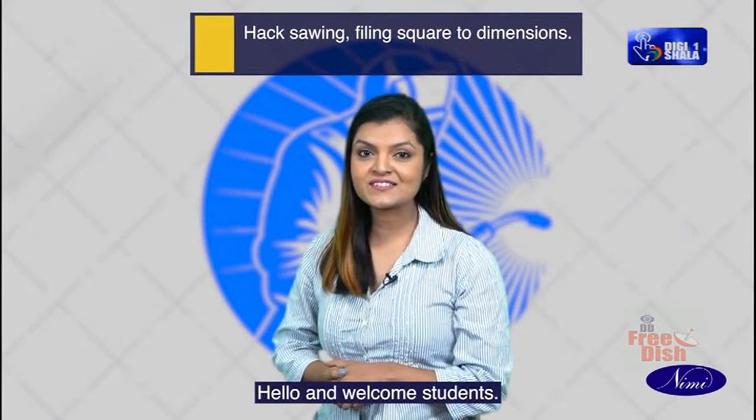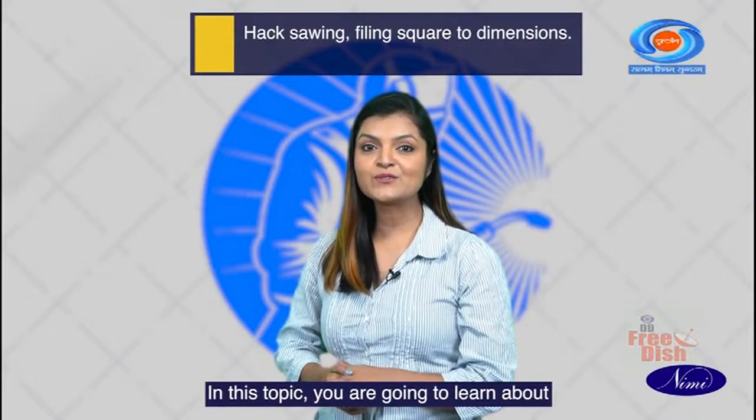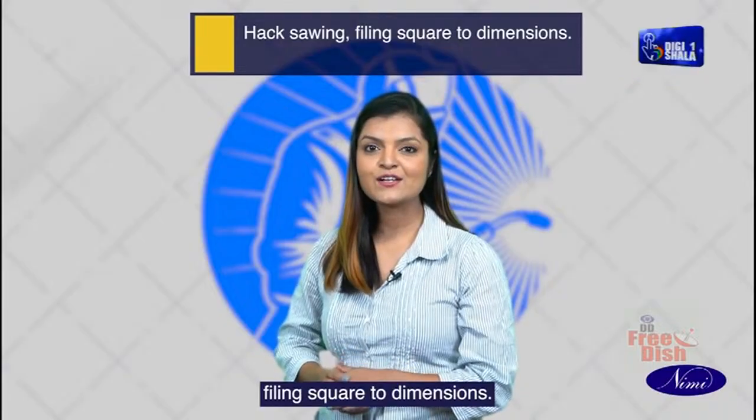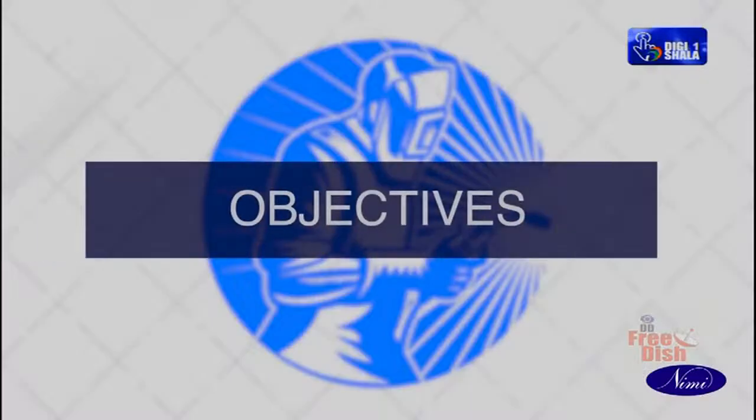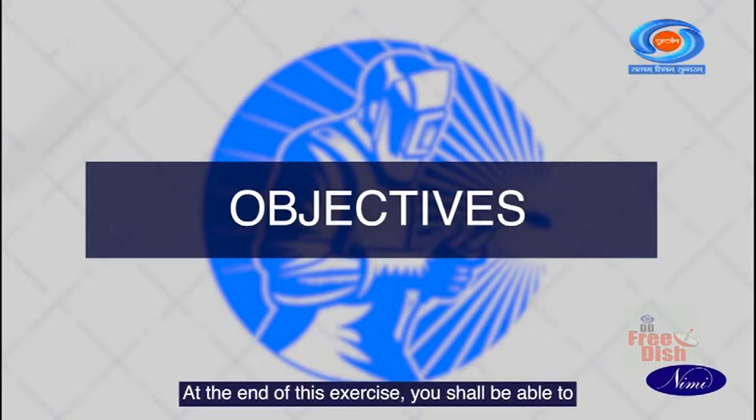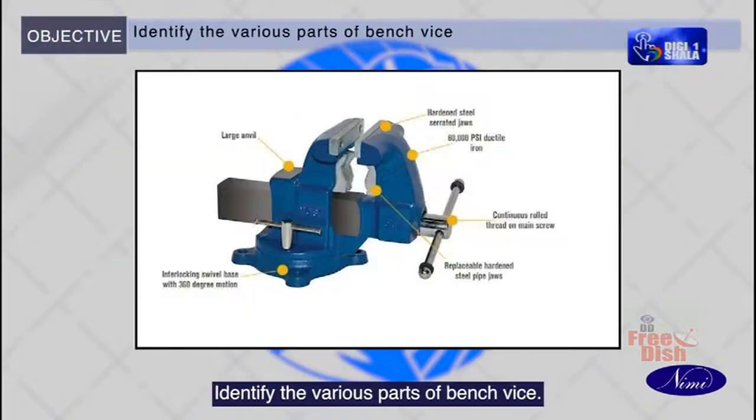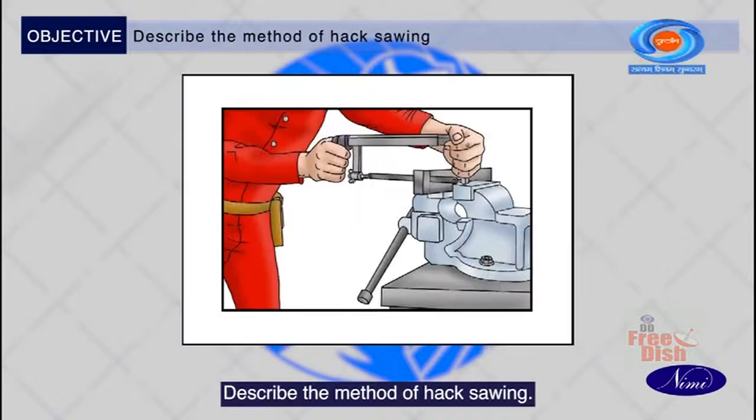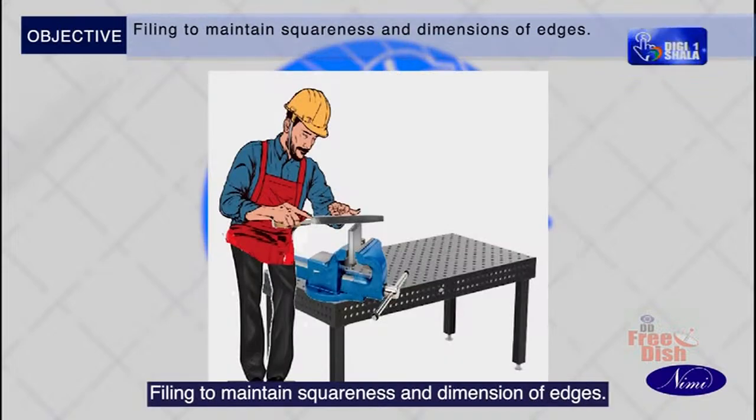In this topic, you are going to learn about how to perform hacksawing, filing square to dimensions. Objectives. At the end of this exercise, you shall be able to identify the various parts of bench vise, how to use the bench vise, describe the method of hacksawing, filing to maintain squareness and dimension of edges.